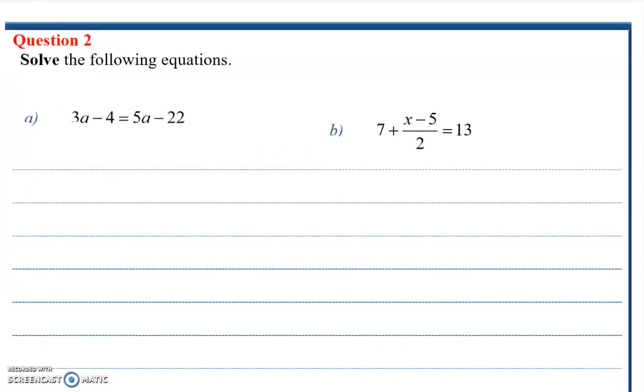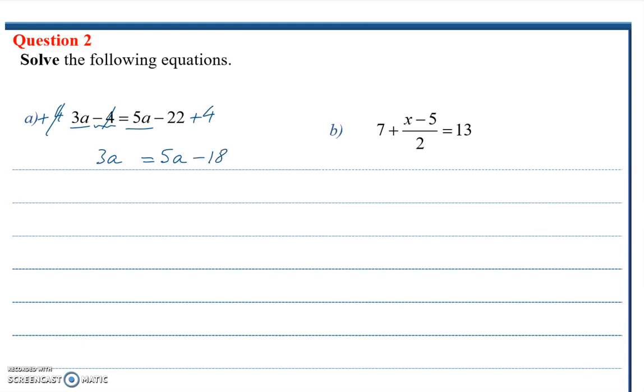Moving on now to question 2. Now we have 3a and 5a. That is, we have variables on the left-hand side and the right-hand side. First of all, we will look after this negative 4. Hence, we will add 4 to both sides of the equation. On the left-hand side, we're left with 3a. On the right-hand side, we have 5a, and negative 22 and 4 make negative 18.